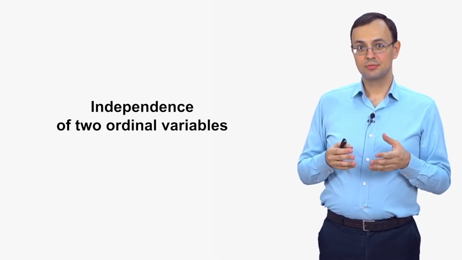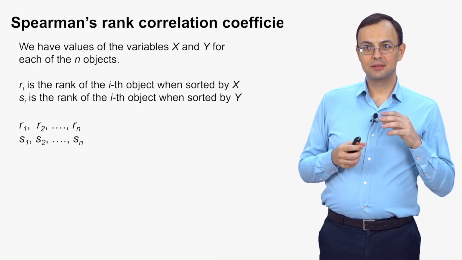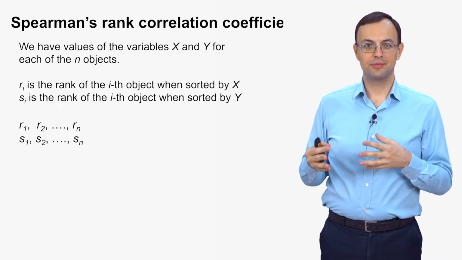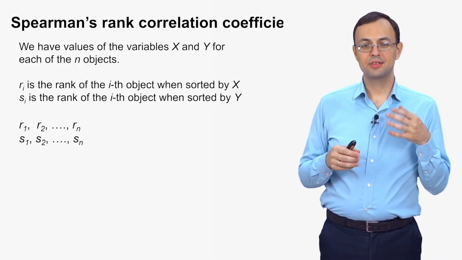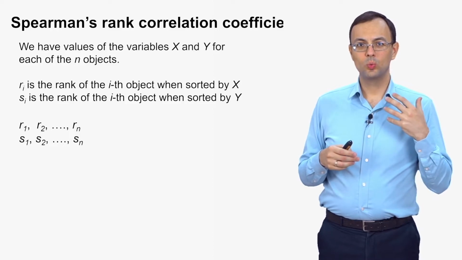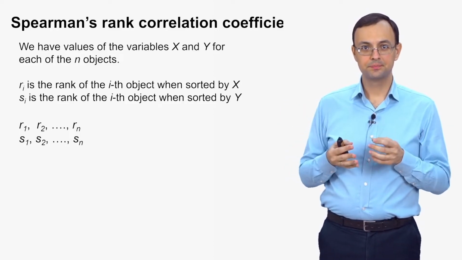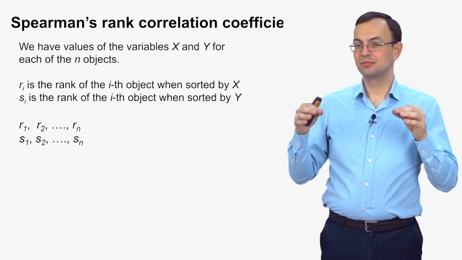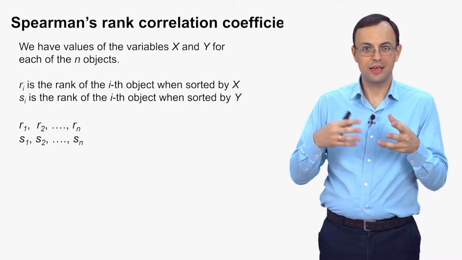What about ordinal variables? So what are our observations in case of two ordinal variables? Let us call these two variables x and y. And so what we have is a sample of n observations. So we observed n objects, n people, or n things, n items.